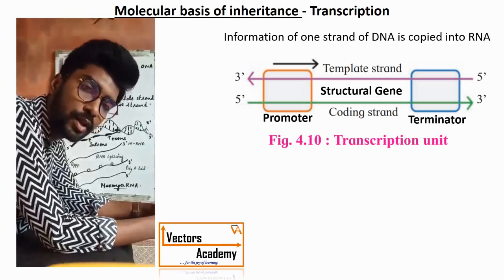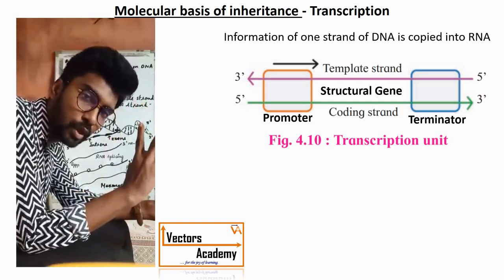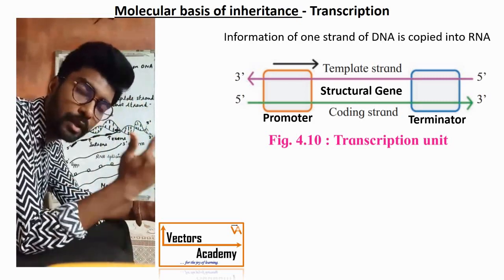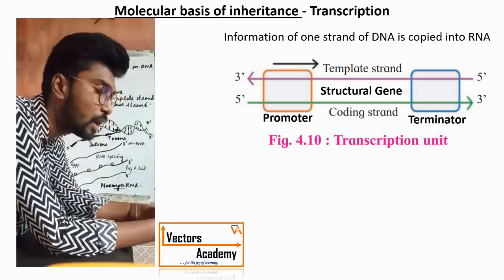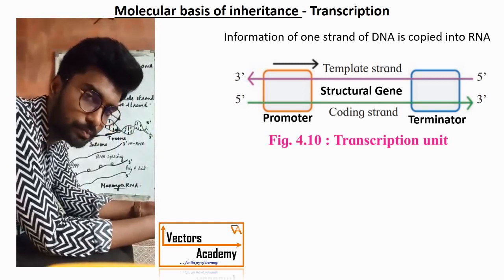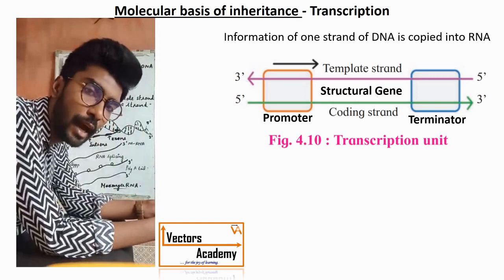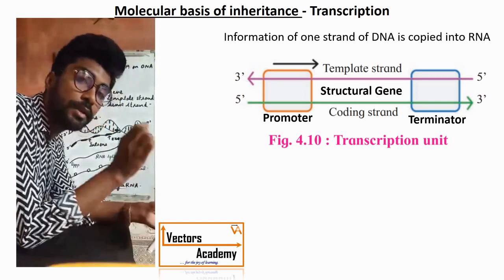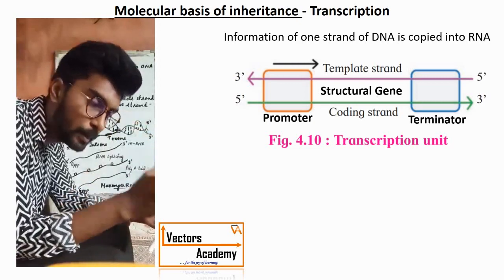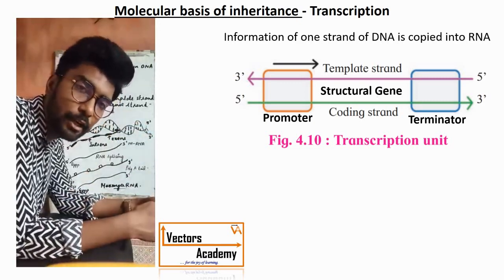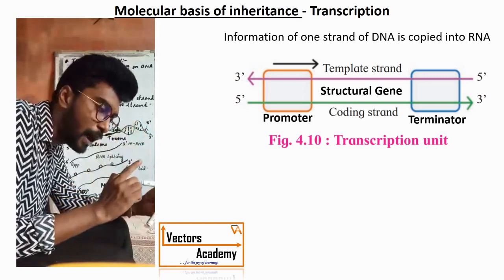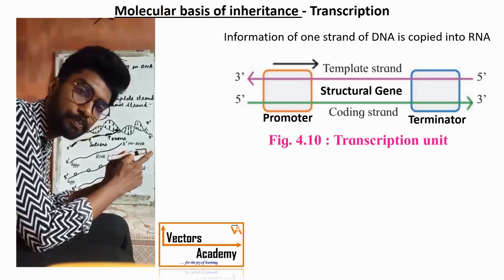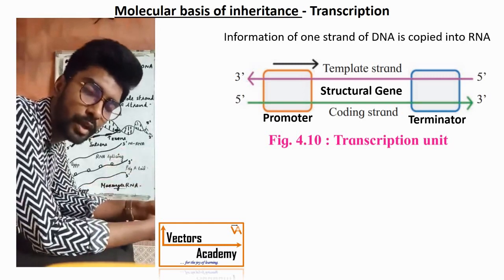So in transcription, there are 3 important steps, right? First is called initiation, second is called elongation, and third is termination. Now, first, initiation. Initiation is generally brought about by the following process. The name of the enzyme is RNA polymerase. RNA polymerase is a kind of enzyme which will come and bind at the 5' end, which will come and attach to the 5' end or the promoter site.